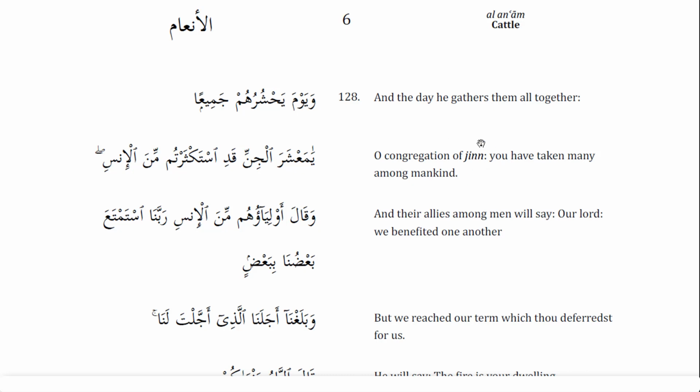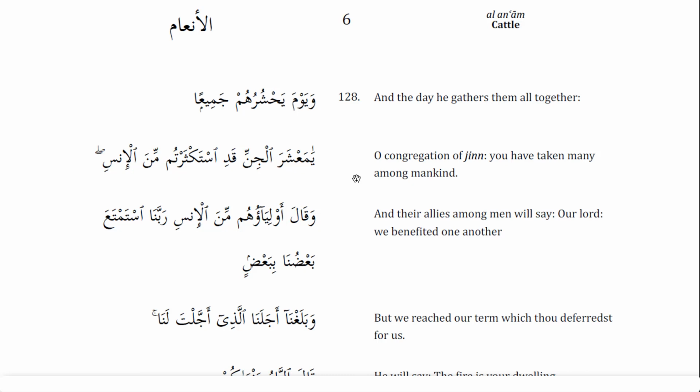Well, of course, if jinn is not to be seen, or if it's something hidden, or a different species, for example, how can they take among men? It continues: and their allies among men will say, "O Lord, we benefited each other." So the allies among men, how can you be an ally of jinn if you can't see it? This implies that jinns are the leaders among the men, and you'll notice that al-ins is always used with al-jinn. So these two words always go together.